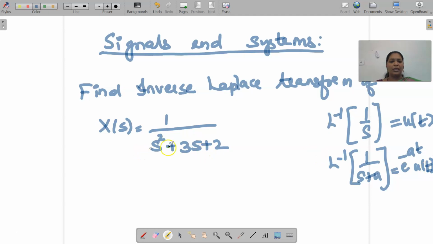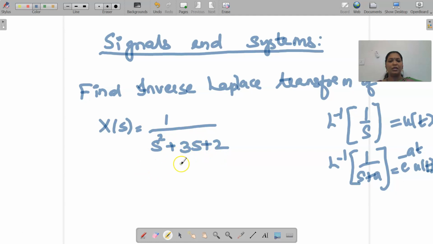For the quadratic expression, we don't have a direct formula. Some formulas are there where you have 1 by s square plus a square. If you have that, we can apply the inverse Laplace formula directly. If it is complex terms, we can apply it directly. So given is the equation 1 by s square plus 3s plus 2.